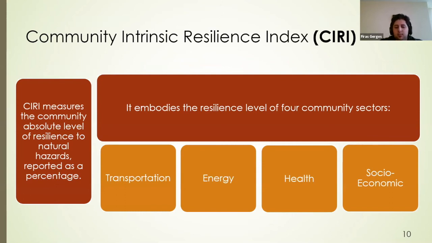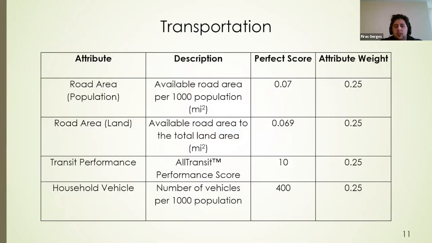As for the subcomponents of resilience, or the community sectors, we chose four that are most critical within a community, which are transportation, energy, health, and socioeconomic. So to quantify CIRI, we followed a typical quantification approach where we select attributes within each of these sectors that are shown to affect resilience. However, for each attribute, we introduced what we call a perfect score. A perfect score for an attribute represents its value in a best case scenario.